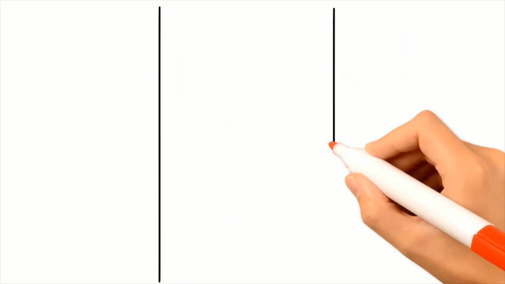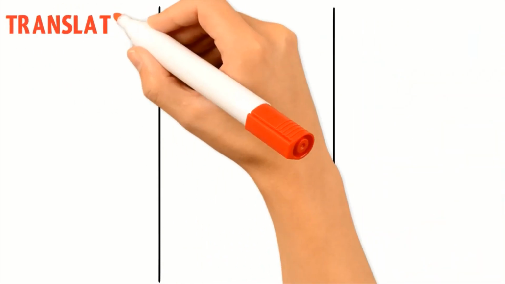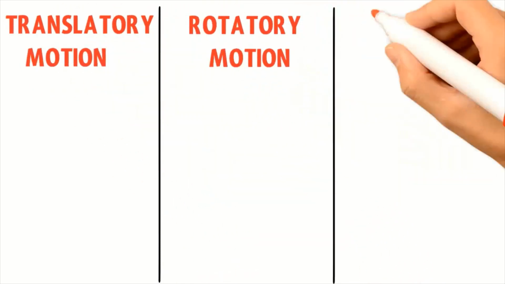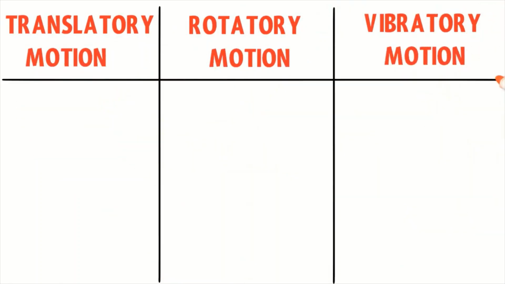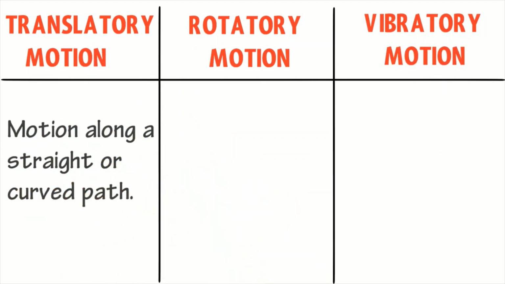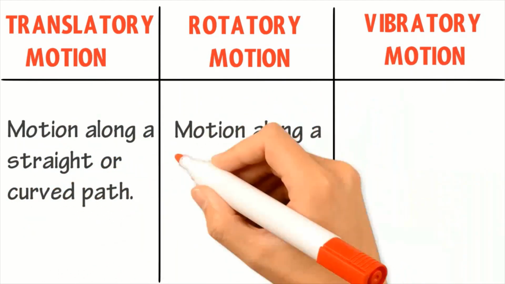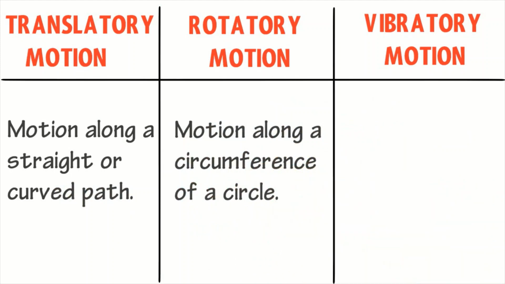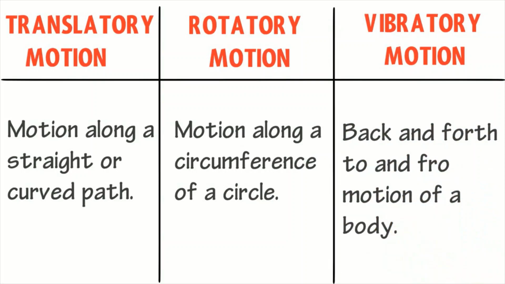To sum up my lecture, we learned that there are three types of motion: translatory motion, rotatory motion, and vibratory motion. Motion along a straight or curved path is translatory motion. Motion along the circumference of a circle is called rotatory motion. Back and forth motion of a body is called vibratory motion. I hope, children, now the concept of different types of motion is clear to you.